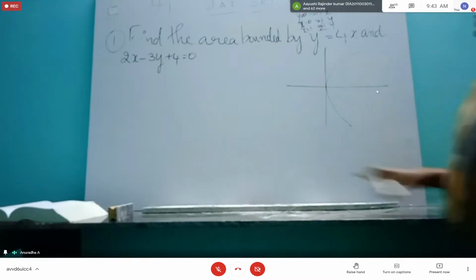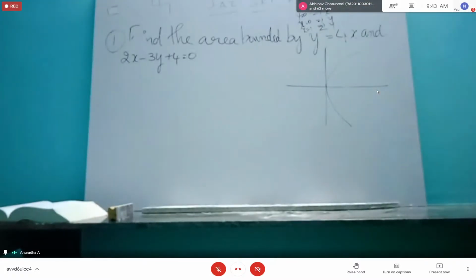Next, we have to draw this line. x is power 1, y is power 1, so it is a straight line. That logic we already told in the last class itself. So x is power 1, y is power 1. Now we have to mark the points.